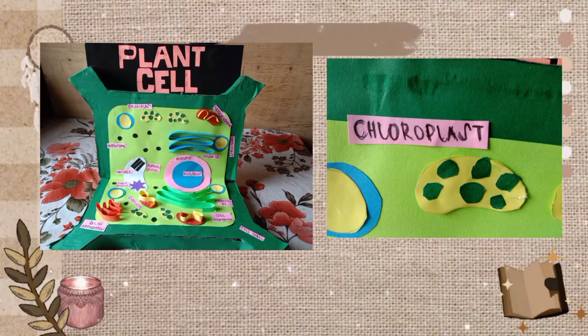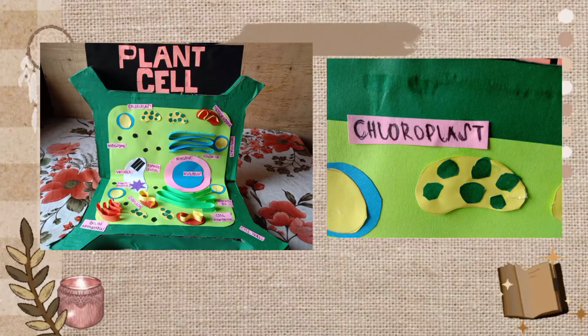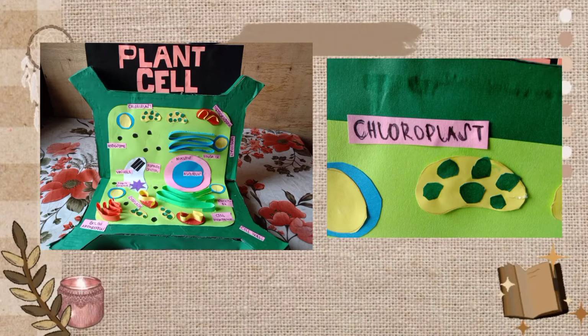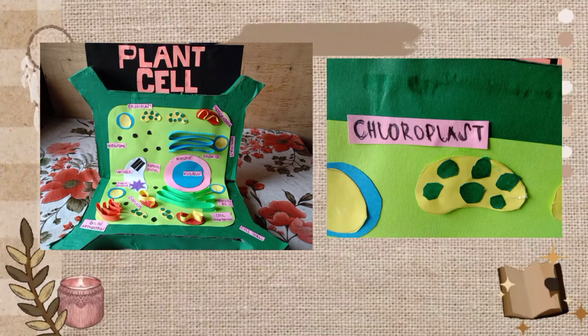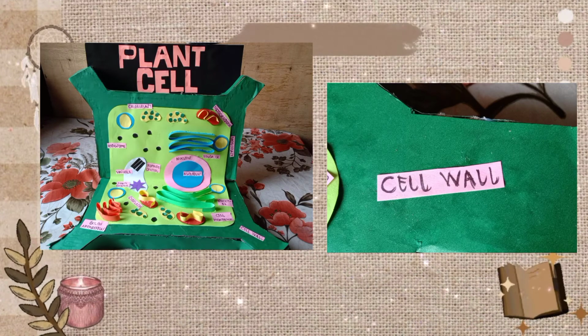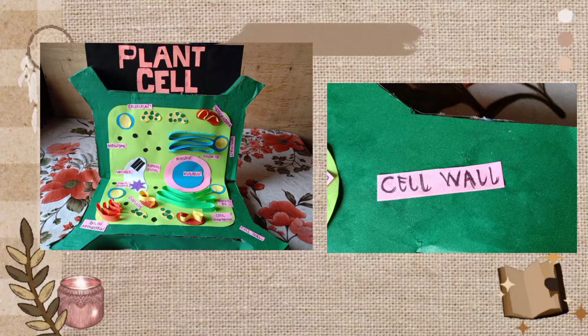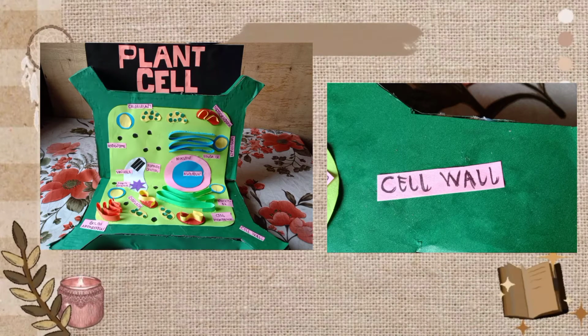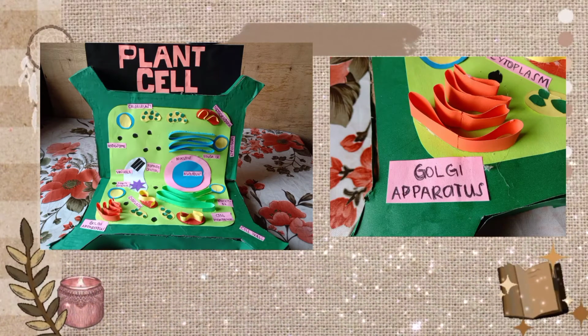Chloroplast is an organelle within the cells of plants and certain algae that is the site of photosynthesis, which is the process by which energy from the sun is converted into chemical energy for growth. Cell wall. The primary function of the cell wall is to protect and provide structural support to the cell. The plant cell wall is also involved in protecting the cell against mechanical stress and to provide form and structure to the cell. Golgi apparatus.